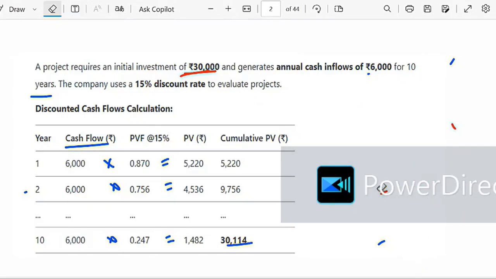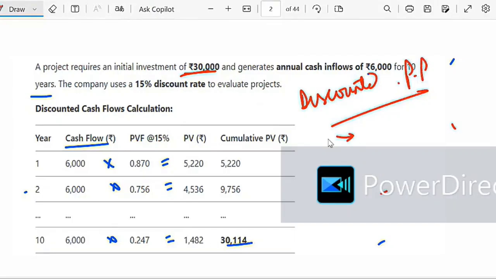But if you talk about the discounted payback period method, it takes time value of money into consideration, right? You know what is the meaning of time value of money? It says that future cash flows are worth less than cash flows today. And what is the discounting factor? 15%. So you can see we have already found the PVF for you, and the cumulative we have also found.